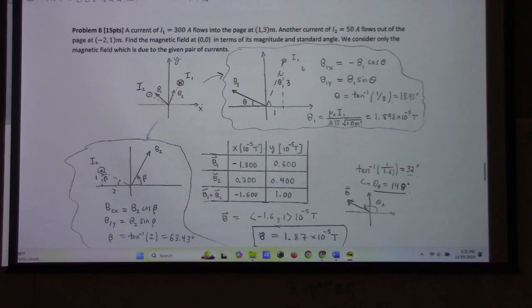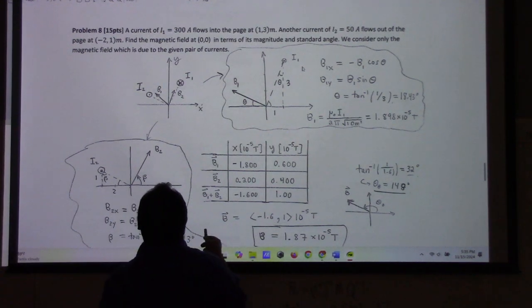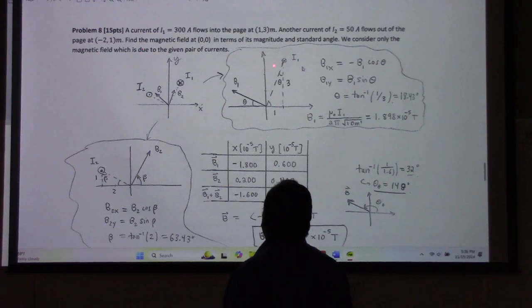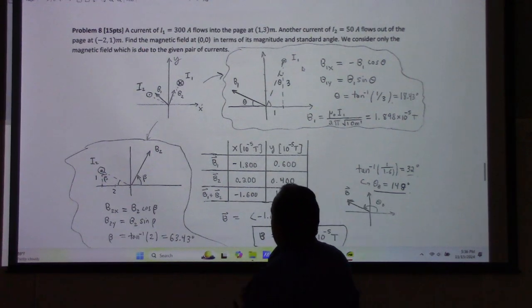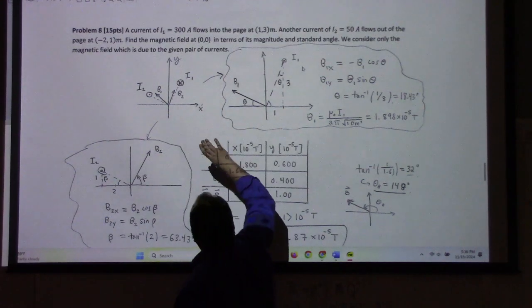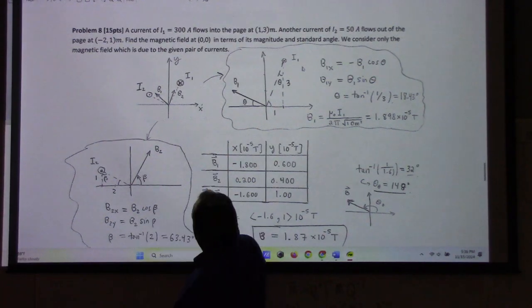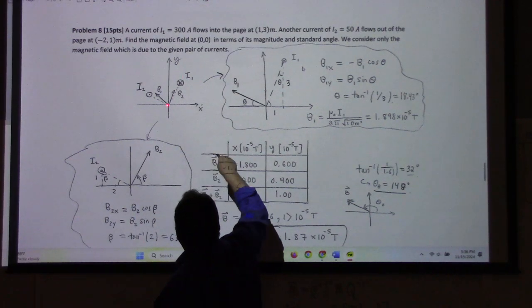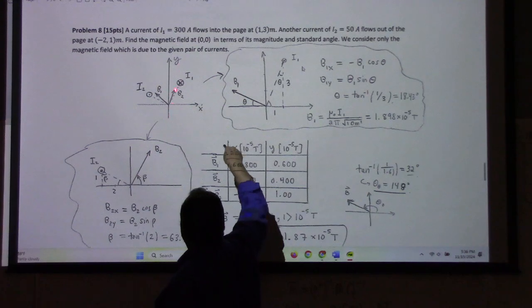So you've got a current one, oh, two currents. Ooh, fancy. Current 1 of 300 amps, yowzers, flows into the page at 1.3, and current 2 of 50 amps flows out of the page at minus 2.1. Find the magnetic field at the origin in terms of the magnitude and standard angle. So we have to figure out, for current one, that B1 should be perpendicular to that line, right? And B2 likewise should be perpendicular to that radial line from the origin.